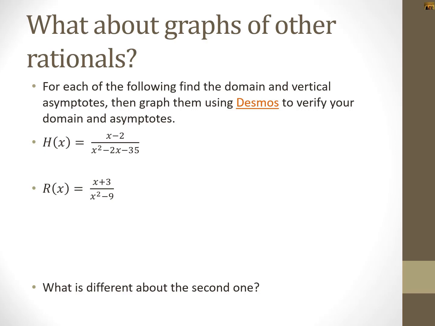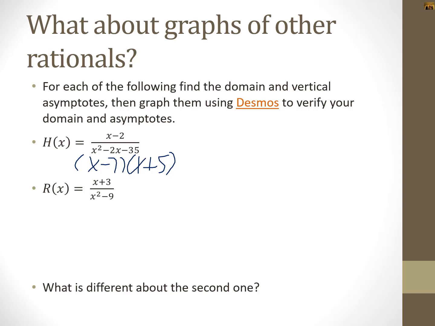Now that you've had a chance to do that, let's take a look at the graphs. You should have found on the first one that when you factored the denominator, two things that would multiply to get -35 and add up to -2 would be -7 and +5. So the denominator factored into x minus 7 and x plus 5. That meant that once you set those equal to 0 and solved, you found out that x could not be 7 and x could not be -5.